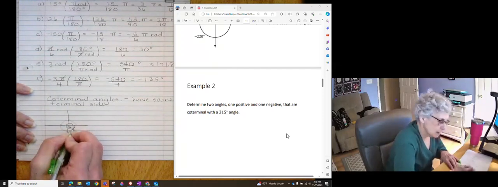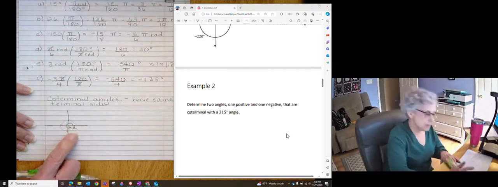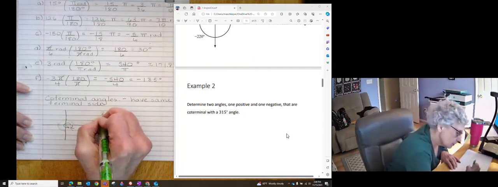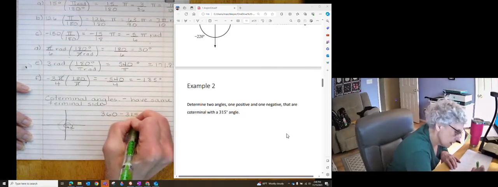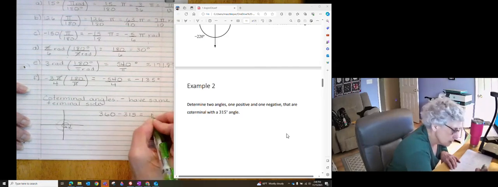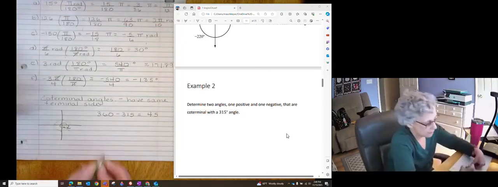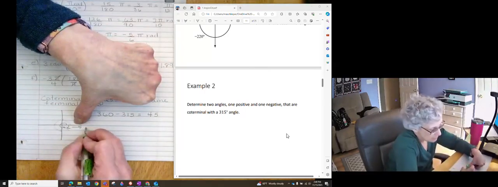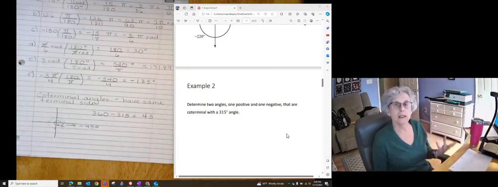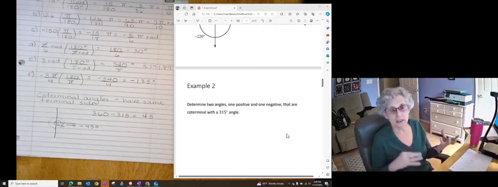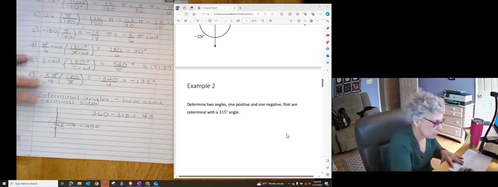So one way I could get there would be to use a negative angle. So I do 360 minus 315, so that would be 45. So this one is a negative 45 degree angle, ends at the exact same place as a 315 degree angle.